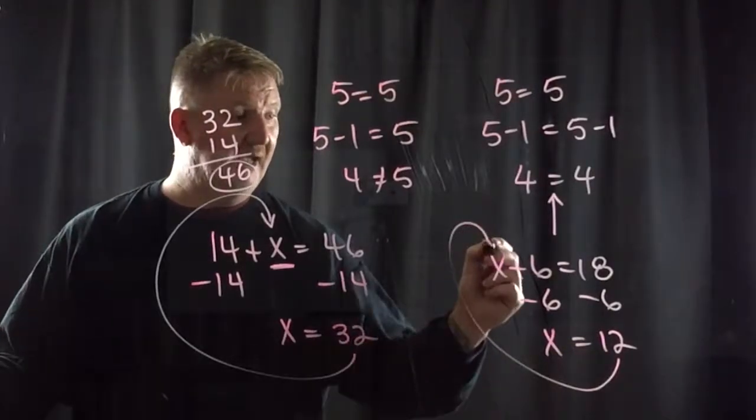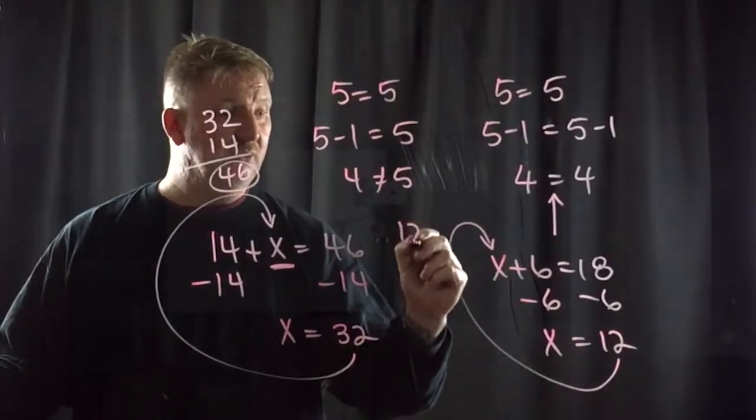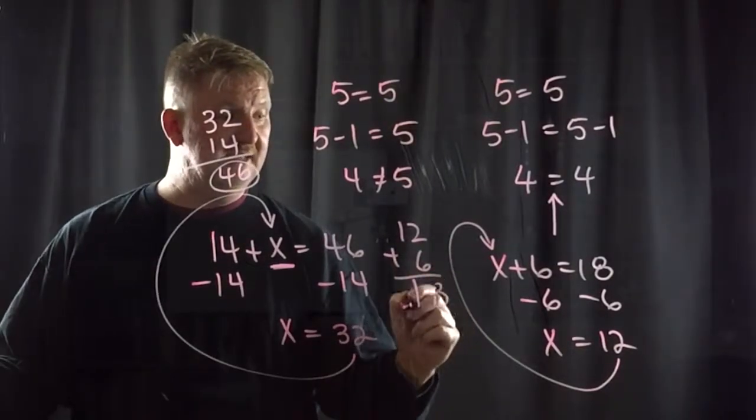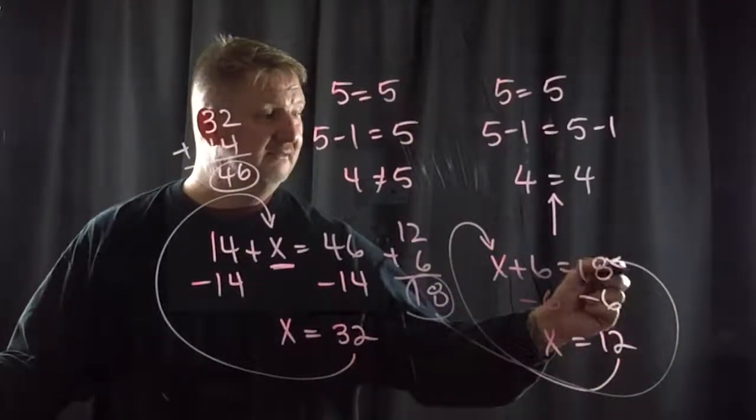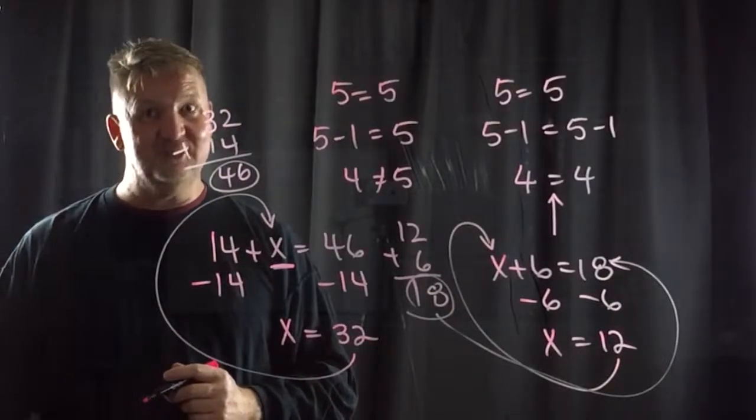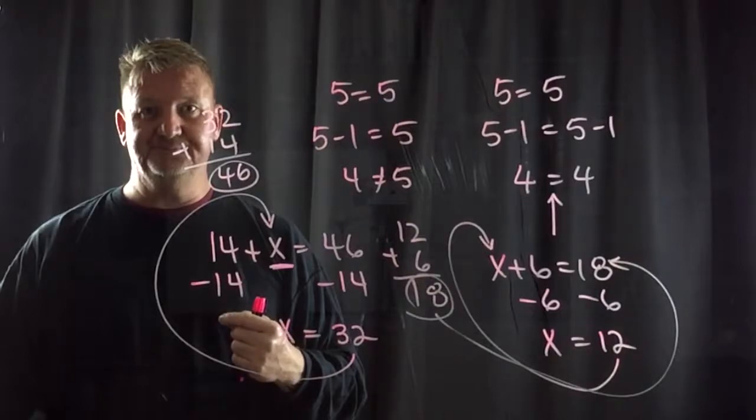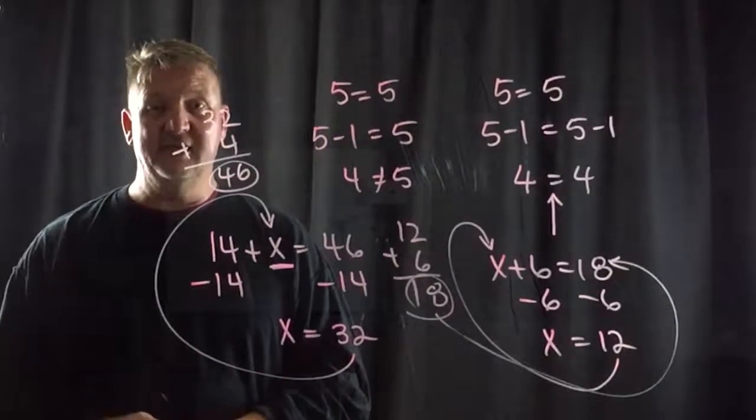All right, I can come back and plug it in and say 12 plus 6, that gives me 18. 18 equals 18, so that shows me that it's balanced, and that 12 plus 6 equals 18. That's how you solve an addition equation.